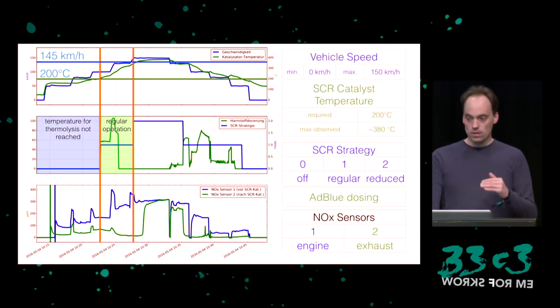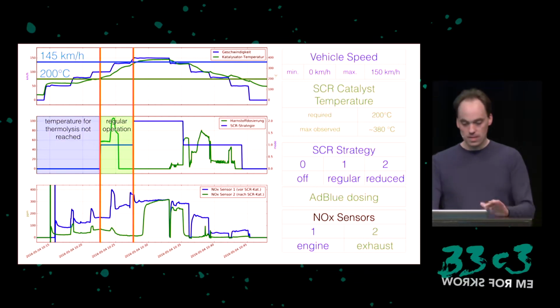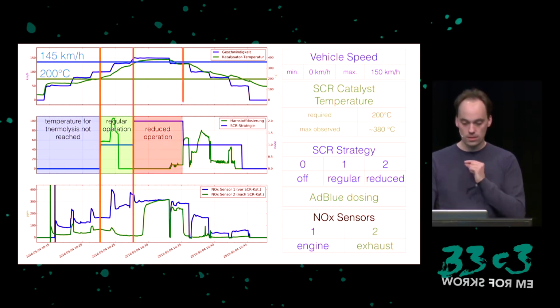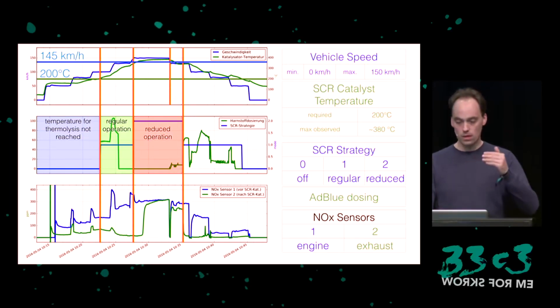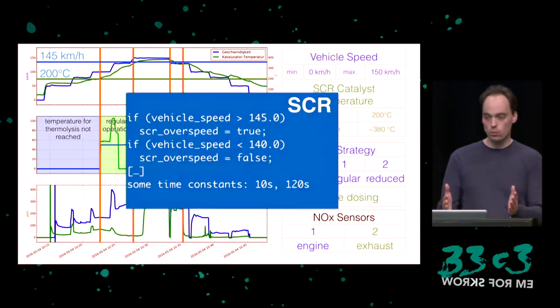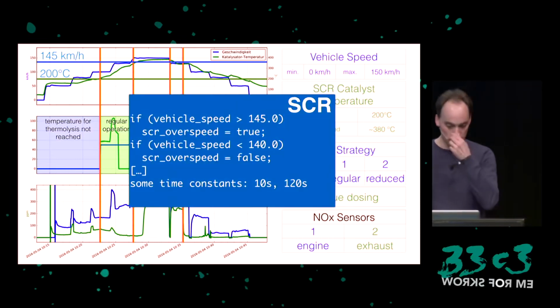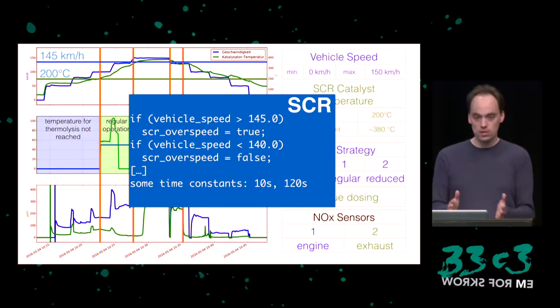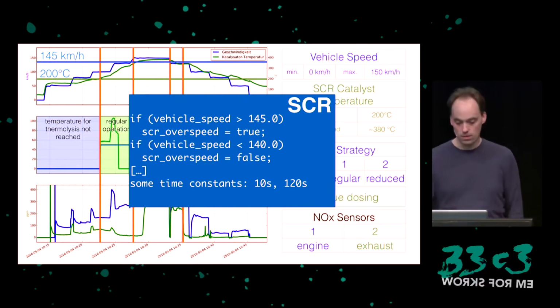But then when we cross 145 km/h, the SCR strategy changes, and no further AdBlue is dosed until basically this point, and this point is exactly 120 seconds after we go lower than 140 km/h. So this matches what we found in the software, right? This was what we found in the software. So we can see that this was actually true. This is a real behavior of the ECU.